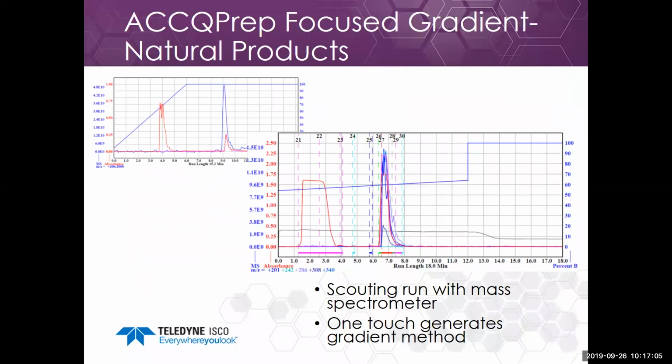For natural products, again, it works very well. This is a crude natural product extract that came off of a silica column. And using the mass spectrometer with the scouting run, I can then see the mass of my compound over here. And One Touch generated a gradient method, and it eluted very nicely with the impurities. There aren't many of them at the baseline over here.